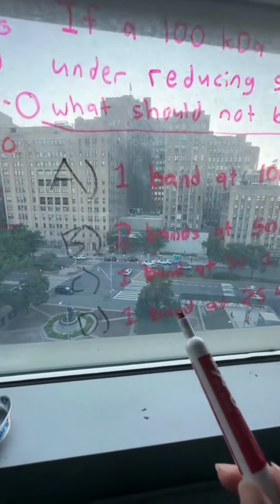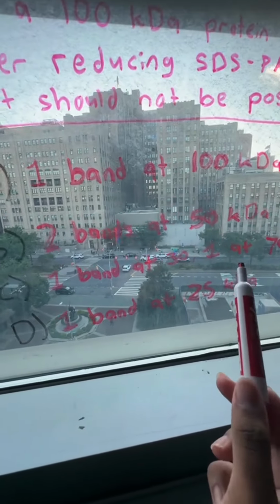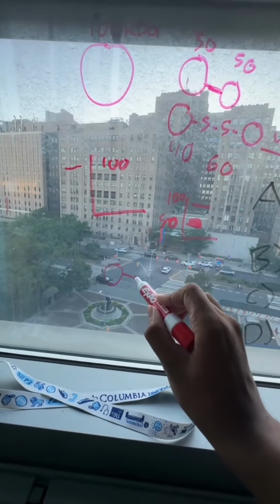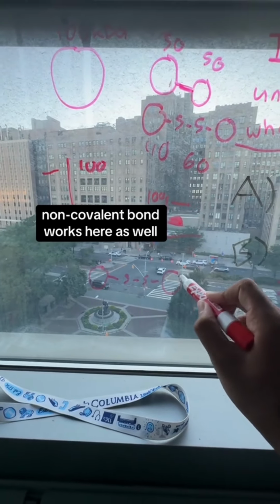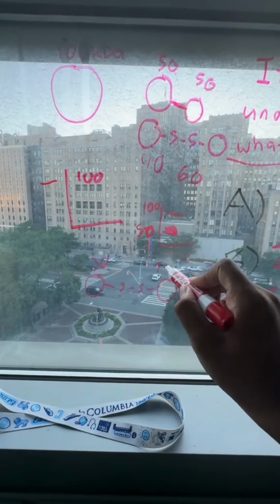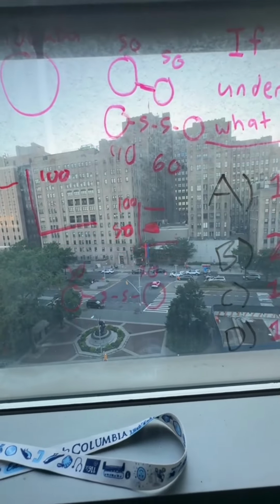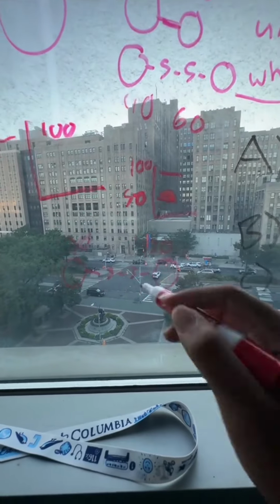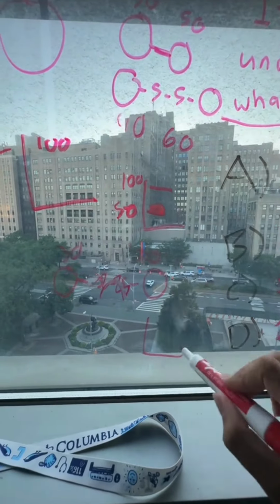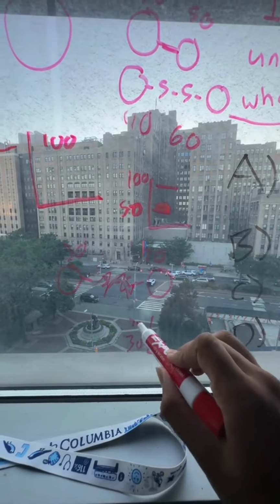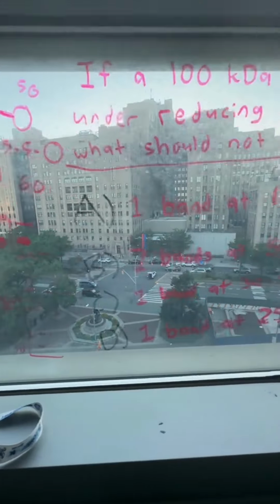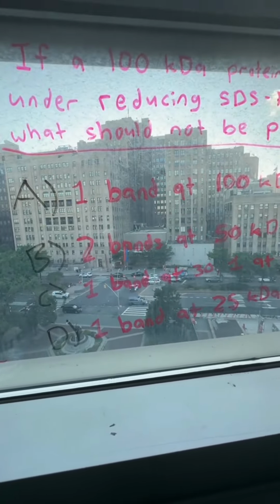Next, let's look at C. One band at 30 and one band at 70. This would be a heterodimer that's combined by a disulfide bond, just like we showed before. It's just that the sizes are different, so 30 and 70. The reducing agent, like beta mercaptoethanol, would break this up and give you one band at 30 and one band at 70. Next, D, one band at 25 kilodaltons.